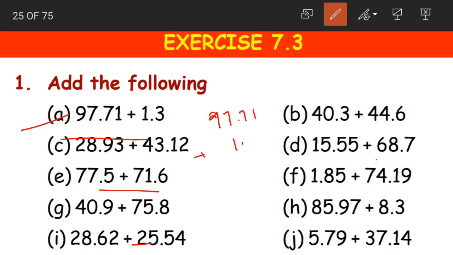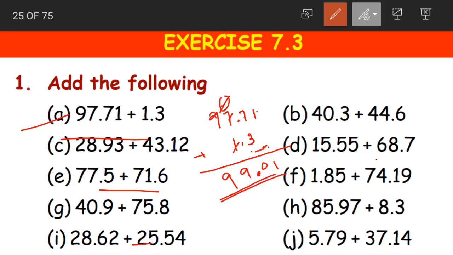97.71 plus 1.3. If you want, here you can add another 0 after 3 to make the decimal places equal. Even if you don't add, the answer would be the same. 1, 10, 1 carried, 7 plus 1 is 8, 8 plus 1 is 9, and 9. Remember to keep the decimal point. 99.01 is our correct answer.